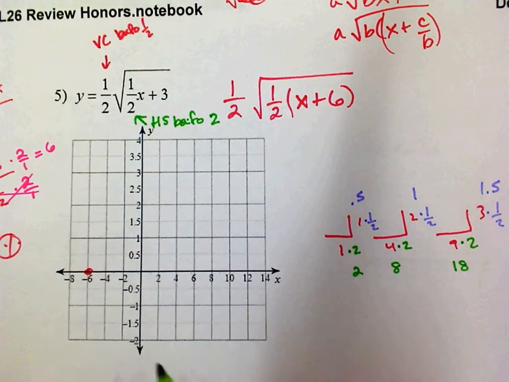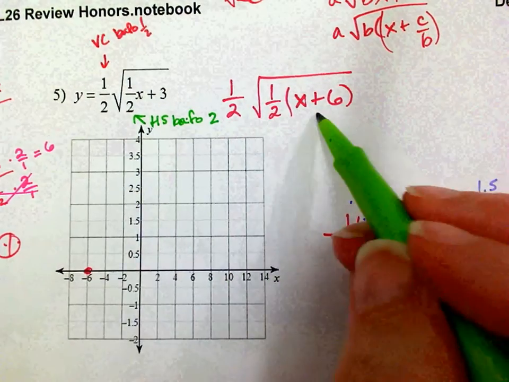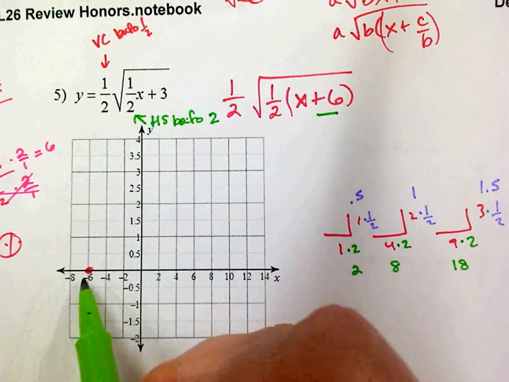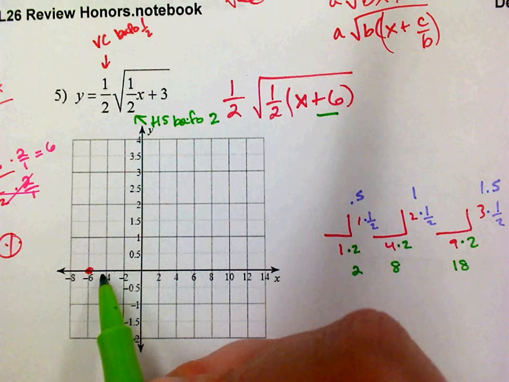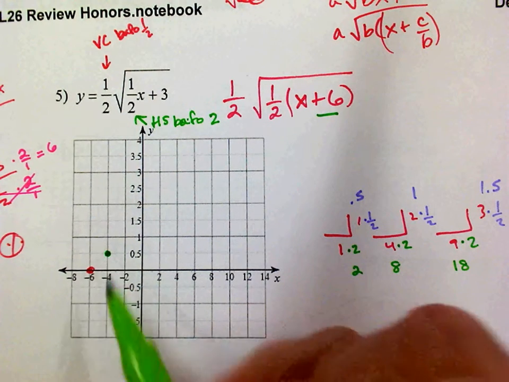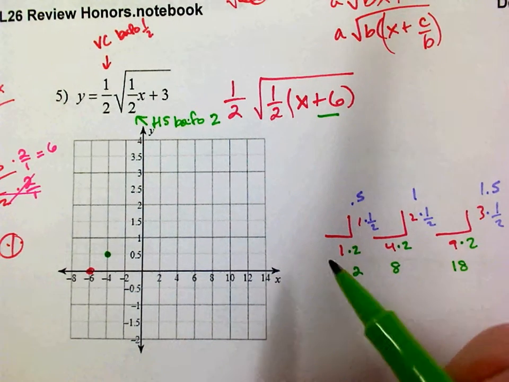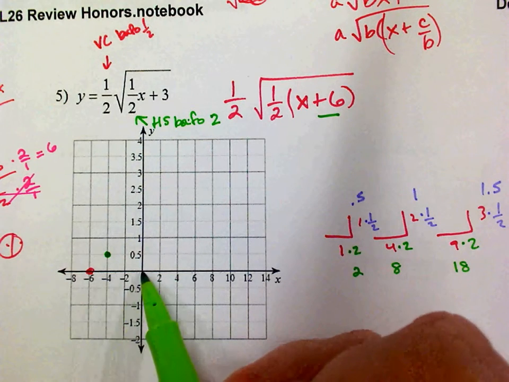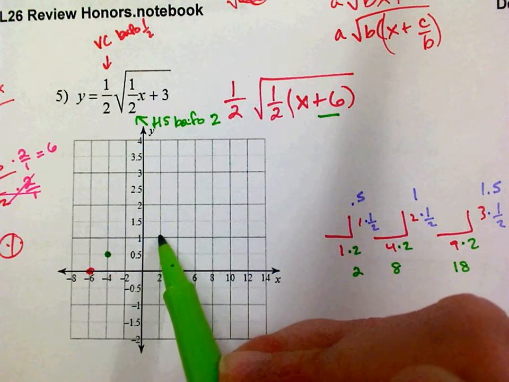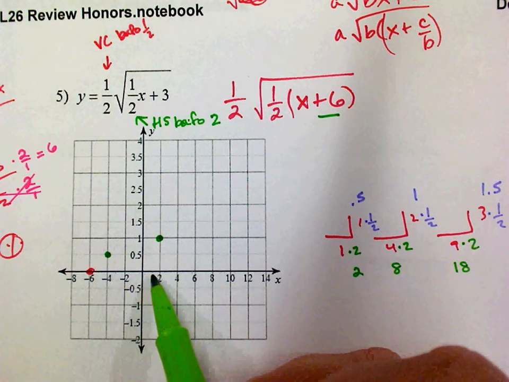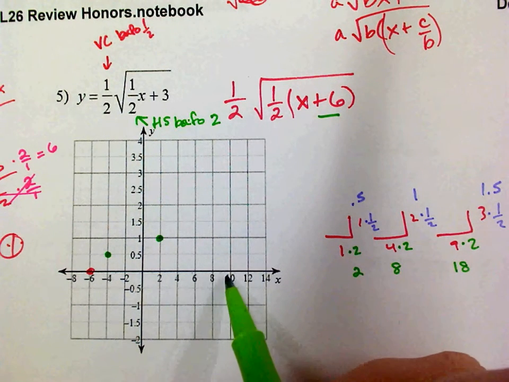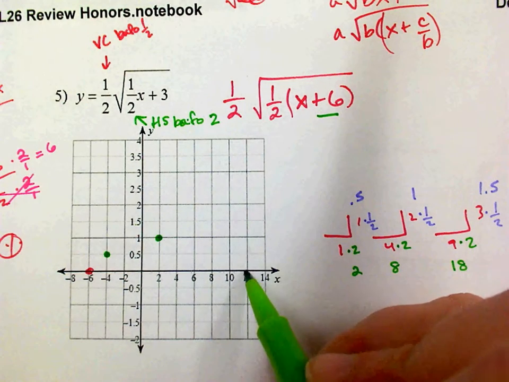So I went to the left 6 because of that. And then I'm going to go to the right 2, which is at -4, and then up 0.5, so right there. I'm going to go over 8, so 2, 4, 6, 8, and then up 1. And then I'm going to go over 18, 2, 4, 6, 8, 10, 12, 14, 16, 18, and then up 1.5.